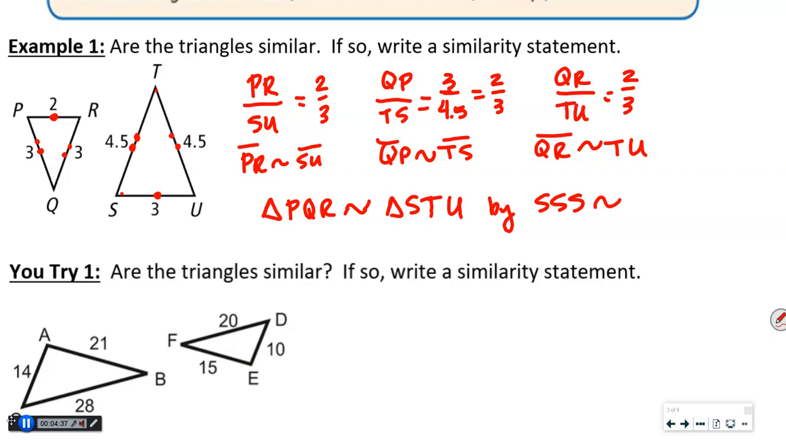And our ratio, if they asked us that. Remember, if we go from left to right, let's write it like we see it. Our ratio from PQR to STU: what do you notice? It gets bigger, so it can't be 2/3. It's got to be the ending over the beginning, so it's 3/2. All right, now you try 1 is where we're going next. Go ahead and try that one.